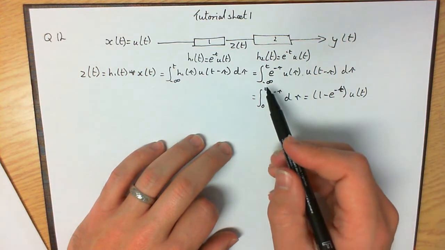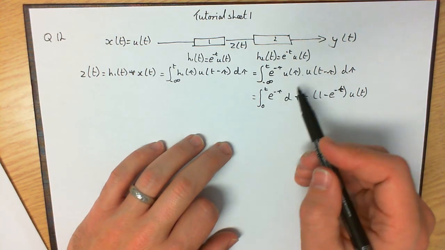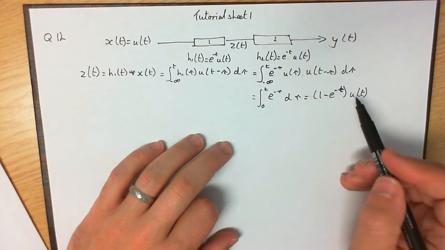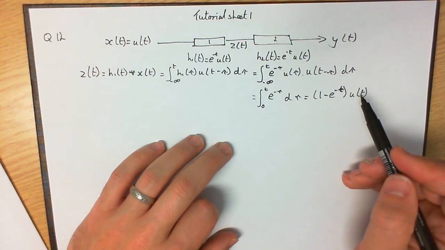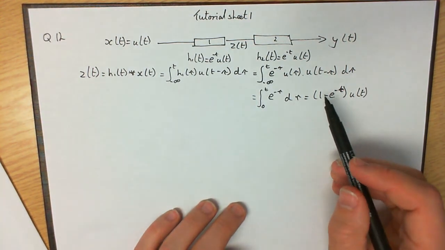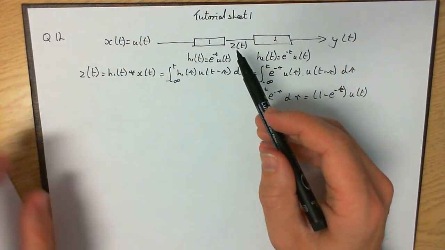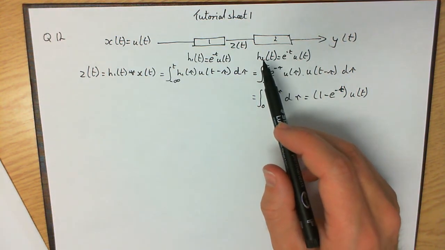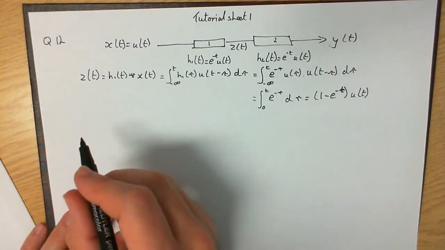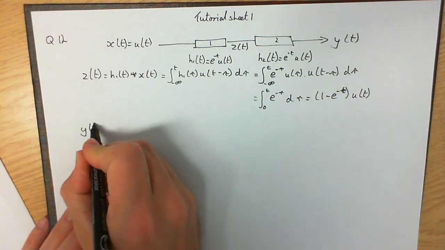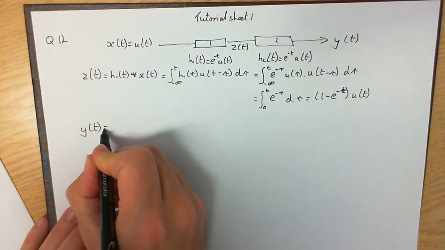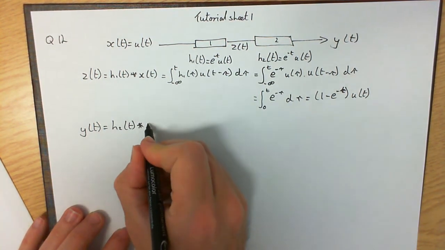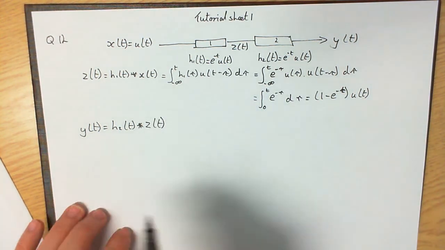You have to remember, even though you got rid of these step functions to change the integral, you must put it back again so that it defines that this function doesn't exist before t is equal to 0. So that is the equation we have for z of t, and now we're going to put z of t into system 2, which has the same impulse response as system 1, which is going to give us y of t is equal to h2 of t convolved with z of t.